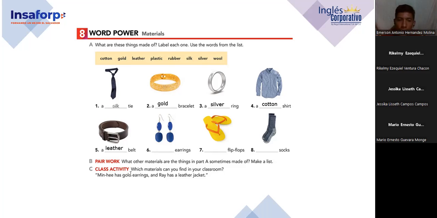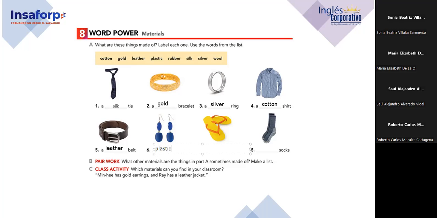What are they made of? ¿De qué están hechos? Earrings. Okay, yeah, probably he's not there. Sonia, what do you think in number six? What's the correct material? Plastic. Okay, let's type plastic and let me ask the rest of the class. Are they plastic or not? Are they plastic earrings?